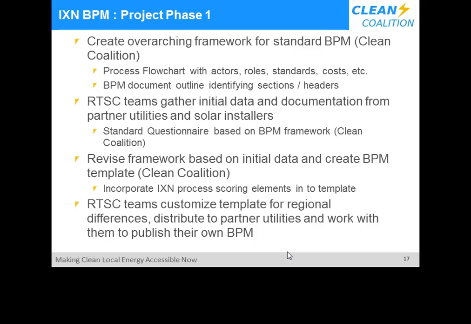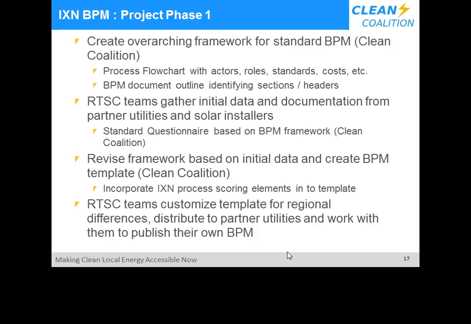And in this template, we'll be trying to incorporate some of the scoring elements from the Rooftop Solar Challenge, which had things like, how many days did it take to process an application, other things that the Department of Energy determined were the ways to measure how good your interconnection process is, how streamlined your interconnection processes are. We'll create that template, and then we'll ask each of the RTSC teams to customize their own template for their region, so that they can try to get all of their utilities in their region to publish a BPM.